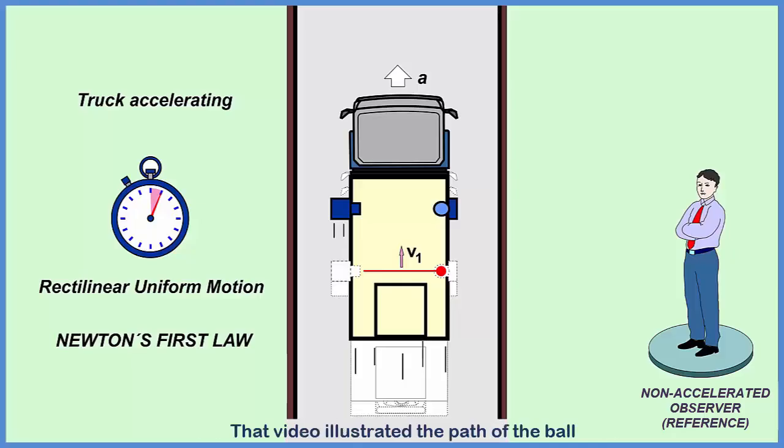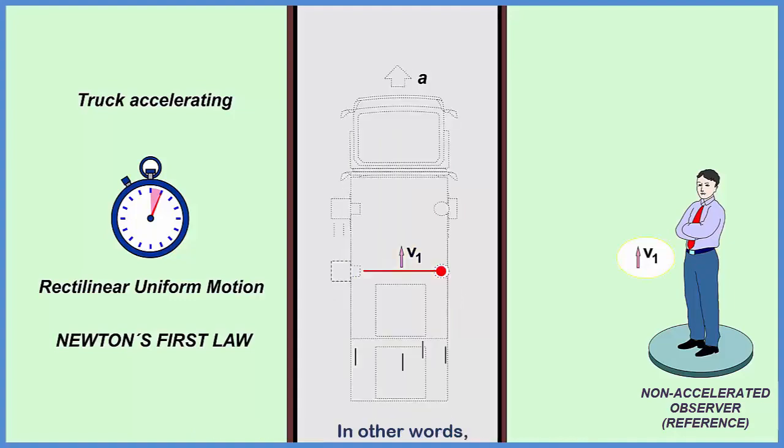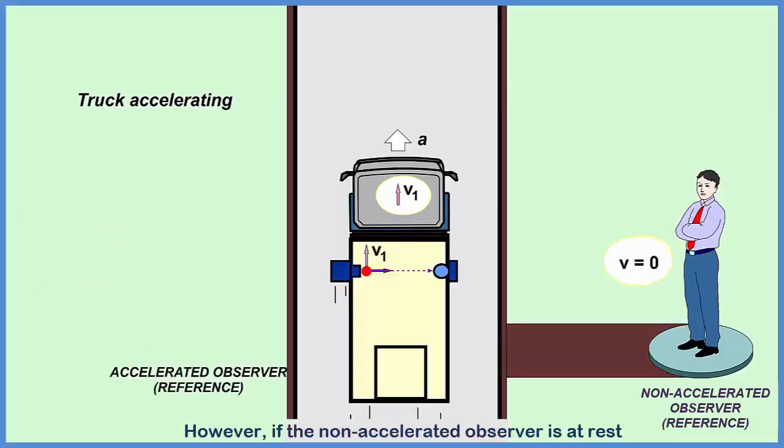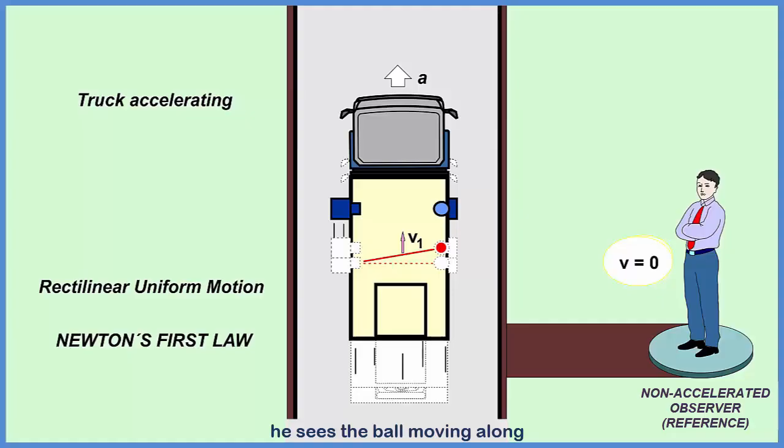That video illustrated the path of the ball transversal to the forward motion of the truck. This is the case when the non-accelerated observer has the same forward velocity v1 as the ball. In other words, the non-accelerated observer has the same forward velocity relative to the ball. However, if the non-accelerated observer is at rest relative to the ground and the road, he sees the ball moving along a straight, but diagonal path.